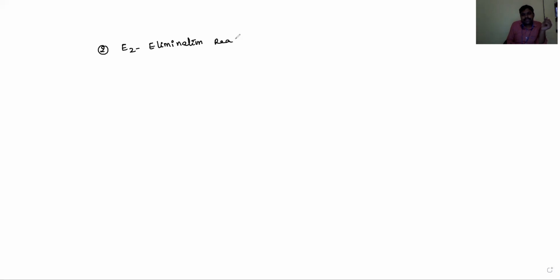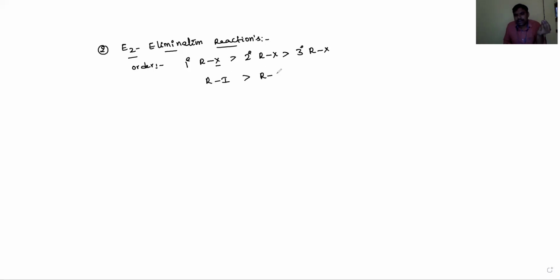Okay, dear students. So in E2 elimination reactions, if you observe the reactivity order, primary alkyl halides are more reactive than secondary alkyl halides and then tertiary alkyl halides. Among these alkyl halides, alkyl iodides are always more reactive, because iodine is a good leaving group, then alkyl bromide and then alkyl chloride. Okay, dear students, and this elimination takes place in the presence of alcoholic base.